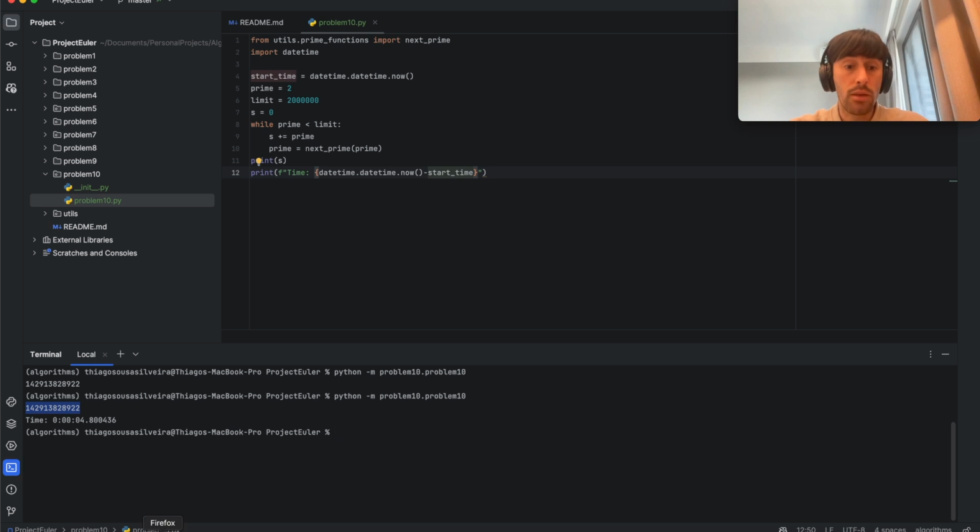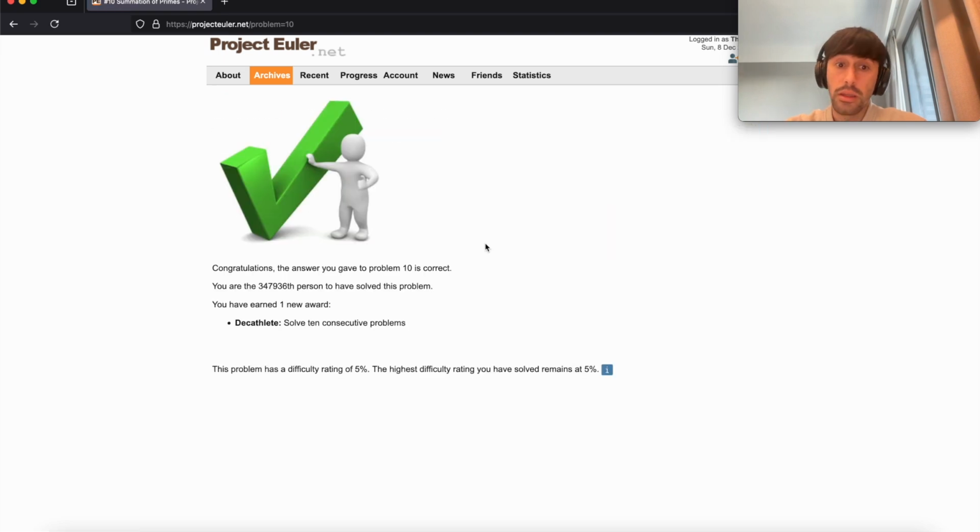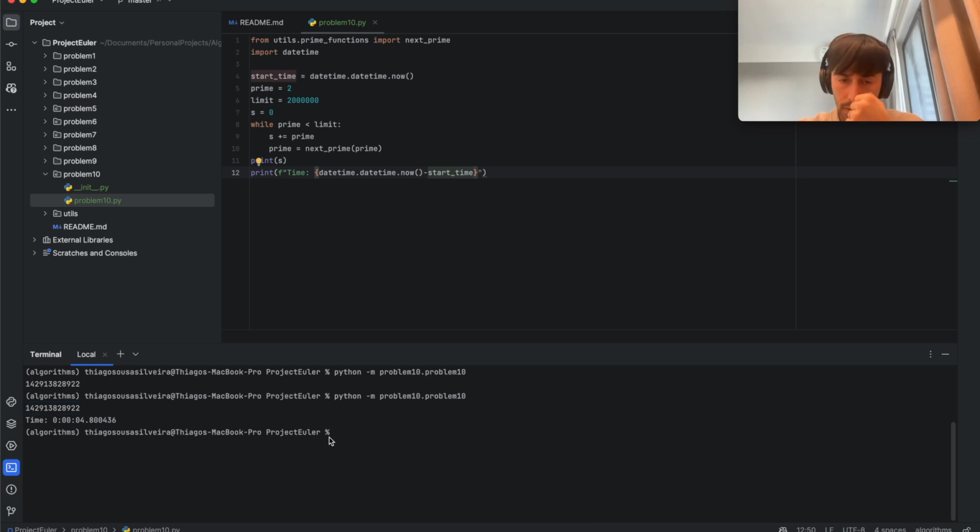But first, let's see if this result is correct. Right, let's paste the answer here. Answer, let's check, and yes, it's correct. So congratulations, we solved the problem to find the primes. They even give us this award here to solve 10 consecutive problems. Yeah, so the solution that we implemented is quite fast, although we can make faster solutions.